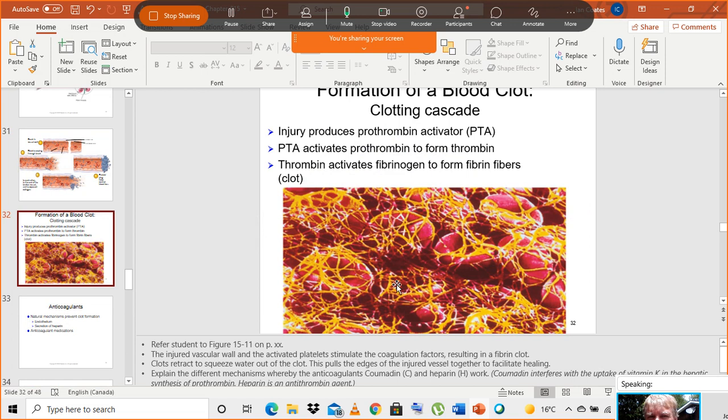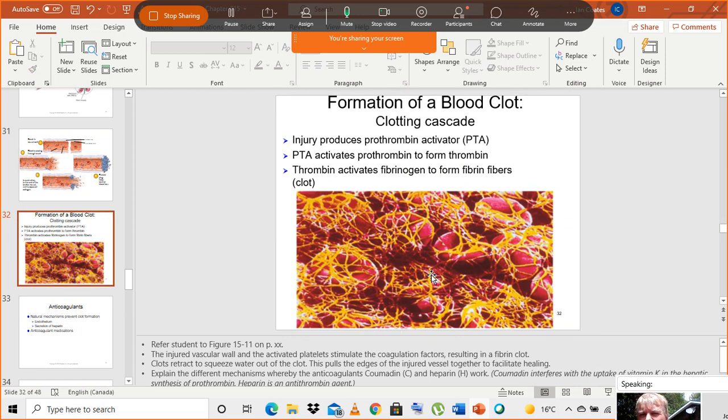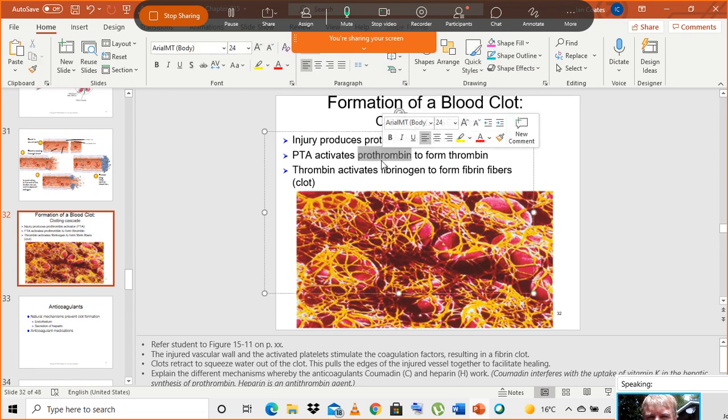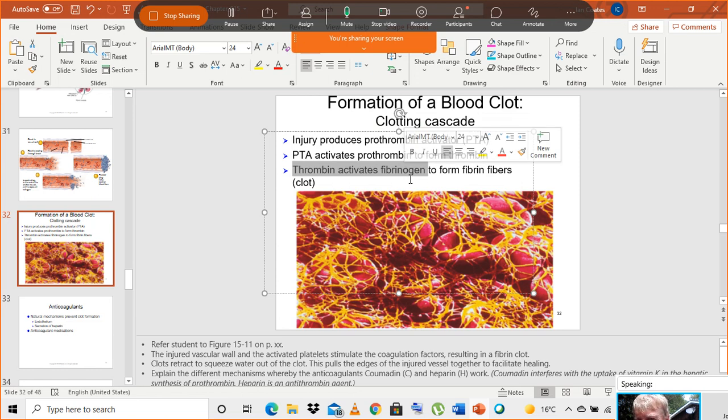Good shot here of fibrinogen. Okay, blood clot, clotting cascade. The injury produces what we call PTA. You don't have to know that one there. But the PTA activates thrombin, and thrombin activates fibrinogen. That's what I'm interested in right there.